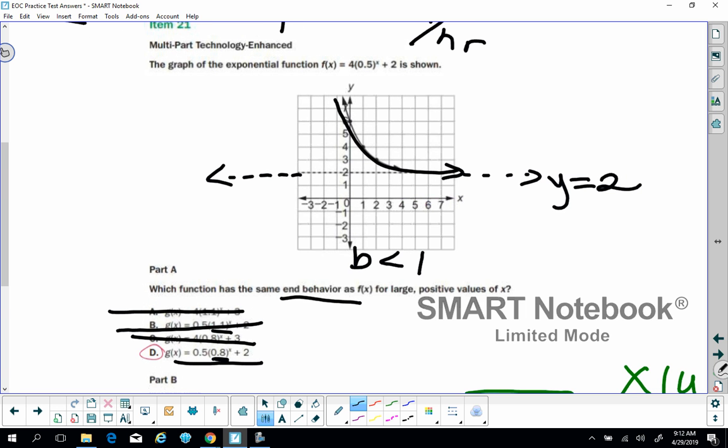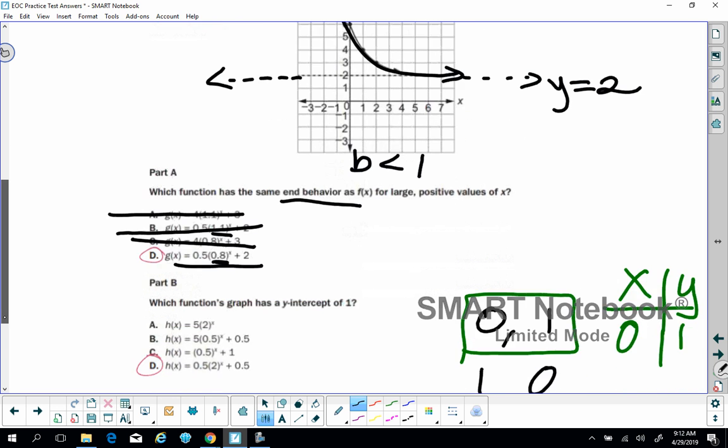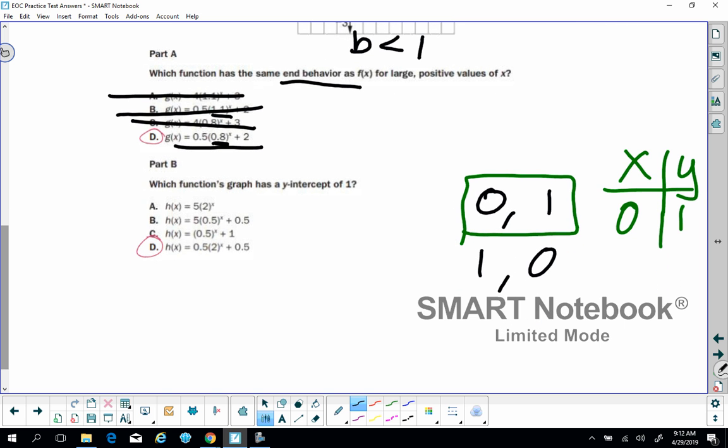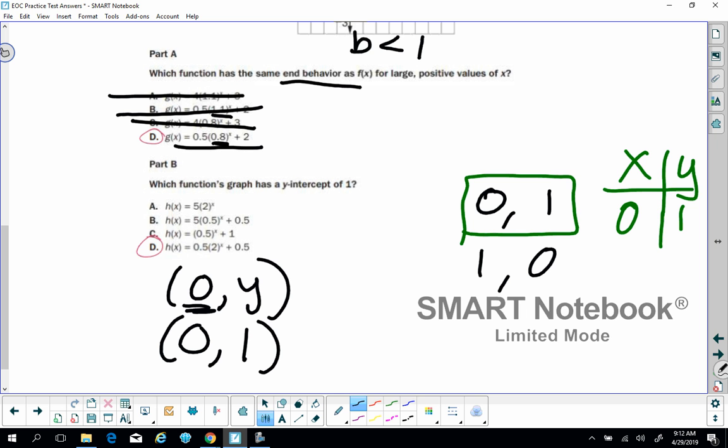Last part of this is they're asking which one has a y-intercept of 1. We already went over it, but y-intercept, oh, why can I never remember this? When your x is 0, they're looking for which one of these gives you 1 as your y coordinate. So the only one would be D, because when I plug in 0 for x, anything to the 0 power is 1. 1 times 0.5 is 0.5, plus 0.5 gets me 1. Or you can always put it into your table, or plug in 0 for each of these x's, and figure out which one gives you 1 as your answer.